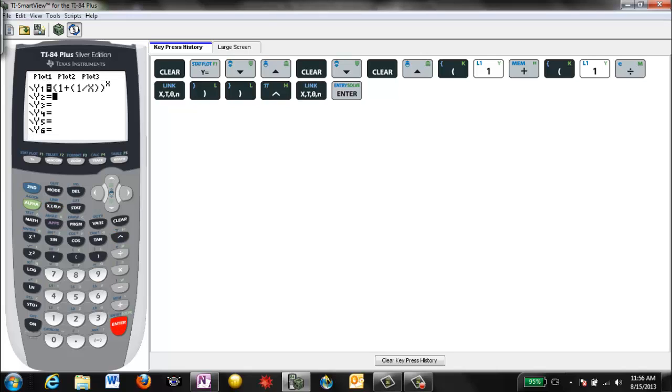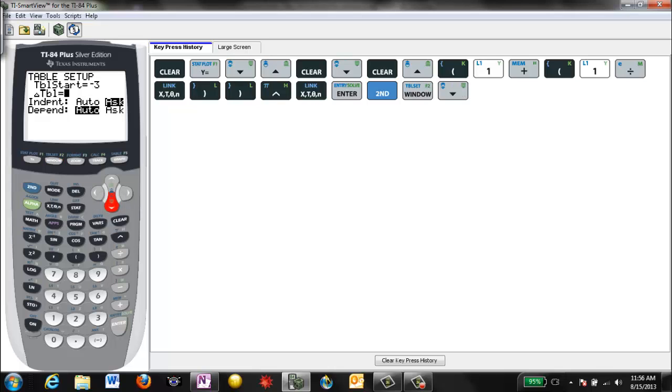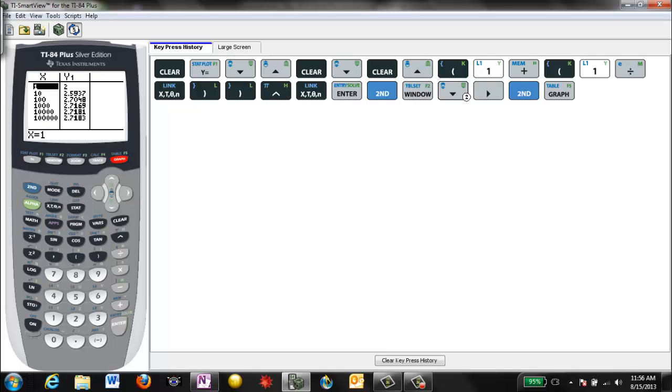Okay, so there's my expression, and what I'm going to do is hit second window, which takes me to the table set menu. You want to go up in increments of 1. Actually, it doesn't really matter. The table start and the delta table setting in the second line really don't matter. I want you to go down to where it says independent and make sure that the option Ask is highlighted. Make sure it's highlighted, and then go ahead and hit second graph, and it's going to take you to a table.